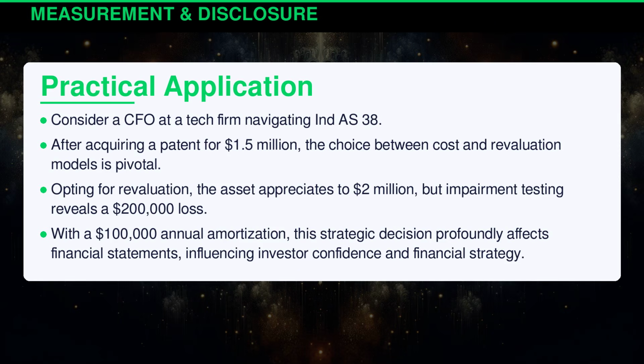Consider a CFO at a tech firm navigating Indian Accounting Standard 38. After acquiring a patent for $1.5 million, the choice between cost and revaluation models is pivotal. Opting for revaluation, the asset appreciates to $2 million, but impairment testing reveals a $200,000 loss. With a $100,000 annual amortization, this strategic decision profoundly affects financial statements, influencing investor confidence and financial strategy.